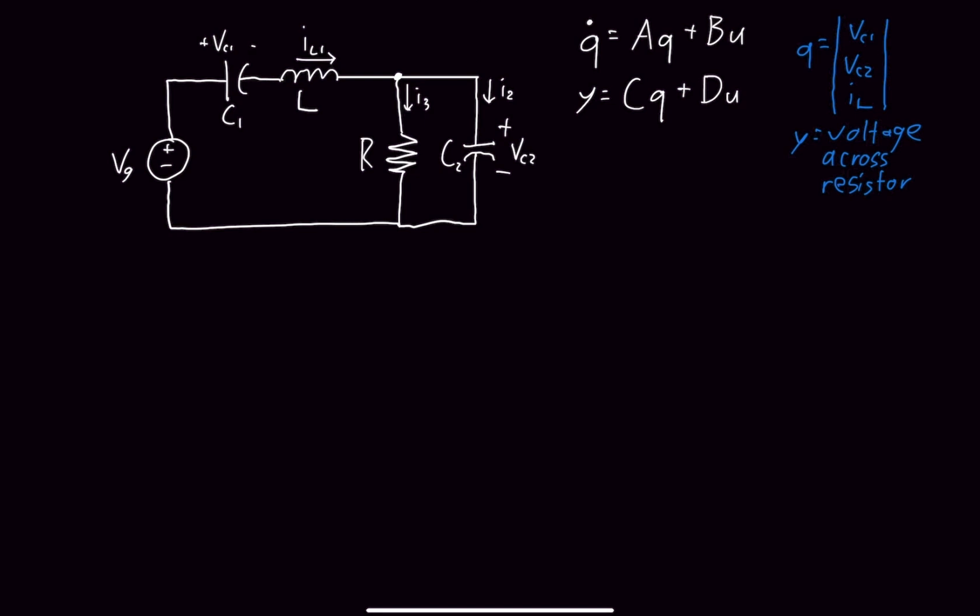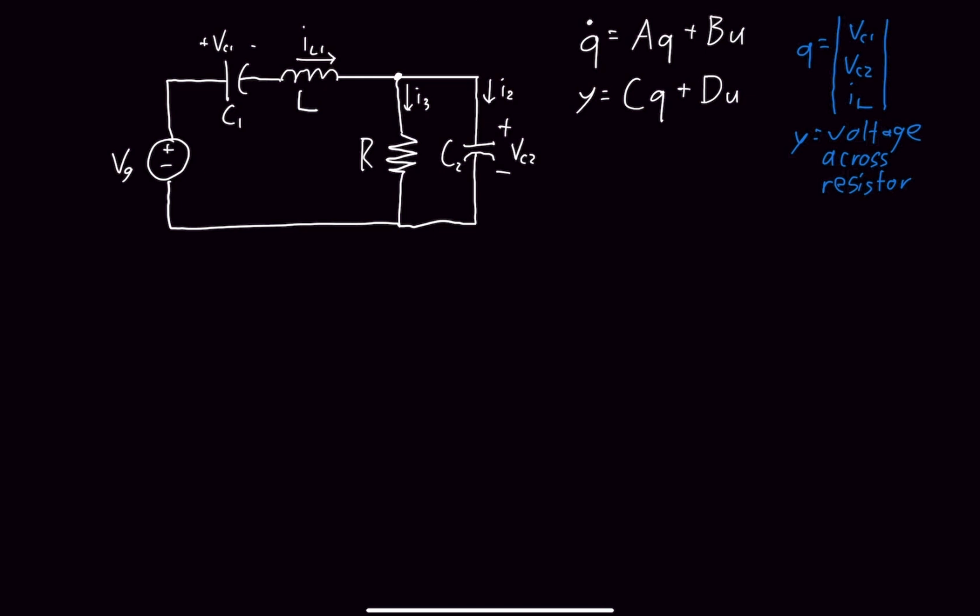For this question, we're asked to find the complete state variable description. Basically, we want to find this. So the first thing I'll do in this problem is ask what exactly our state variables are. Our state variables are anything that have derivatives in them. Those will be our state variables.